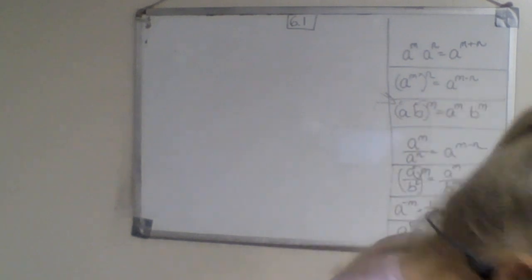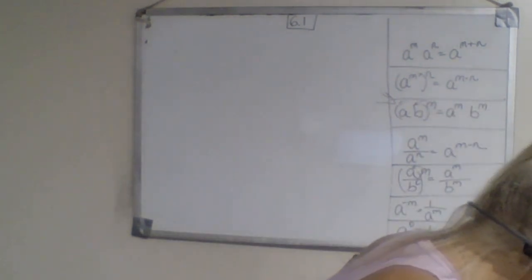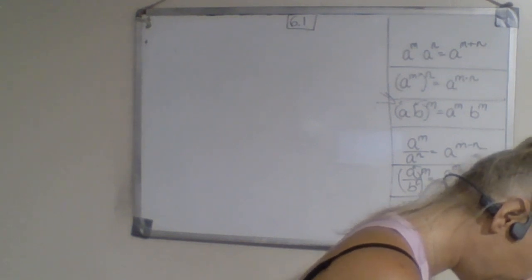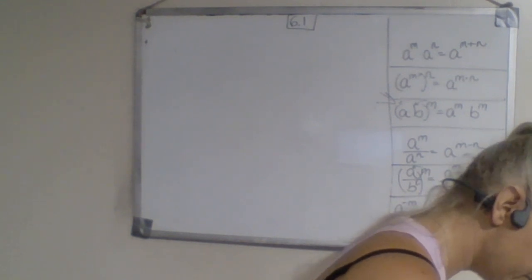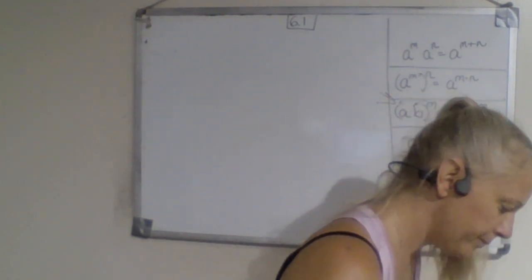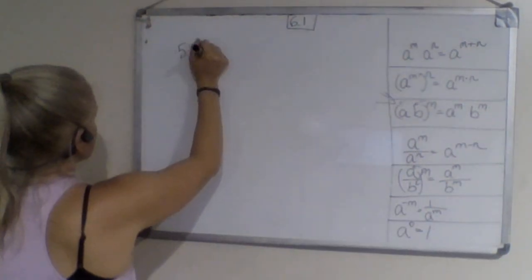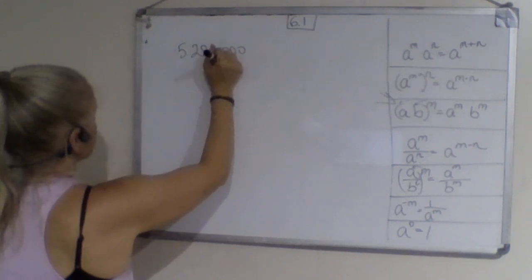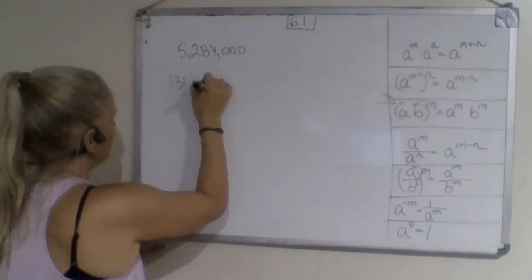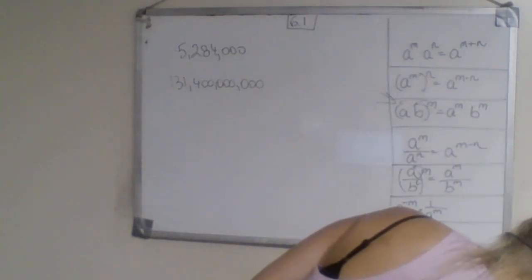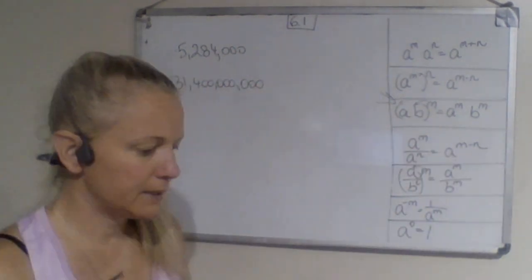Last example 4 that we're going to do on this 6.1, it has a word problem from Denmark, and it talks about the GDP, which is gross domestic product, and versus population. So here's what we know. Denmark has a population of 5,284,000, and it has a GDP of 131,400,000,000. I'm trying to make sure I got the right numbers down. Yes. They want to know per capita GDP of Denmark.